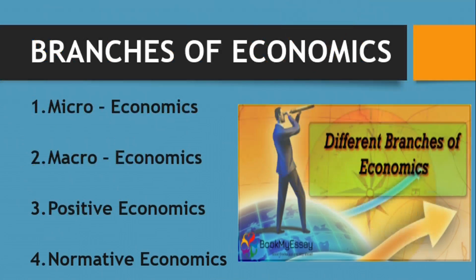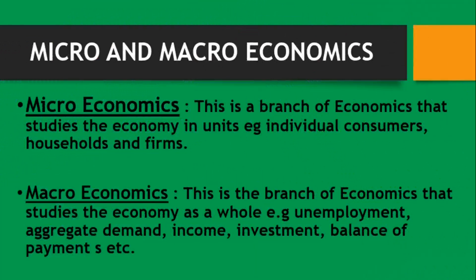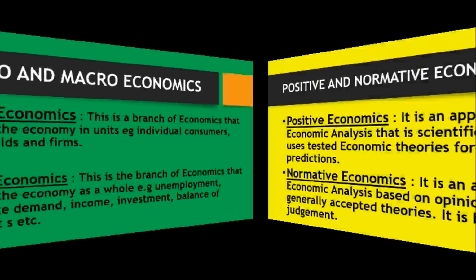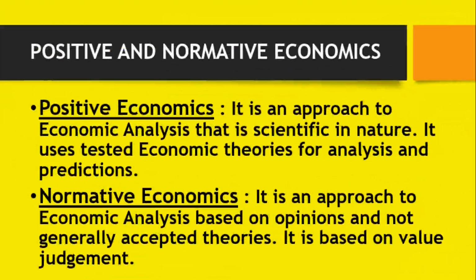Now, branches of economics. We have microeconomics, positive economics, and normative economics. Microeconomics is a branch of economics that studies the economy in units, e.g., individual consumers, households, and firms. Macroeconomics is the branch of economics that studies the economy as a whole, e.g., unemployment, aggregate demand, income, investment, balance of payments, etc. Then positive and normative economics.